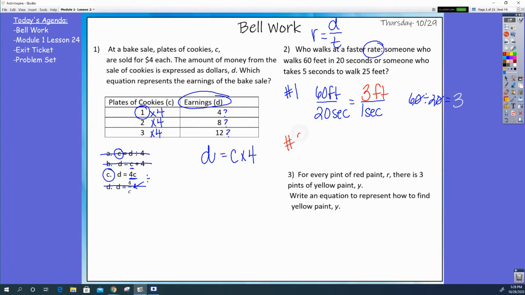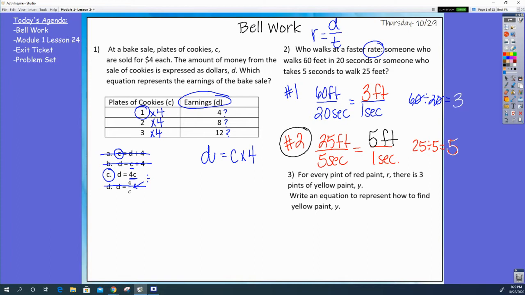So we know that person number 1 walks 3 feet in 1 second. Person number 2 was 25 feet in 5 seconds. All right, so again, you're trying to see how far you can go in 1 second. So you're doing division. You're finding the rate, distance divided by time. So mental math, 25 divided by 5 gives us 5. So right now, we know that this is 5 feet in 1 second. So who is walking at a faster rate? We would say person number 2.